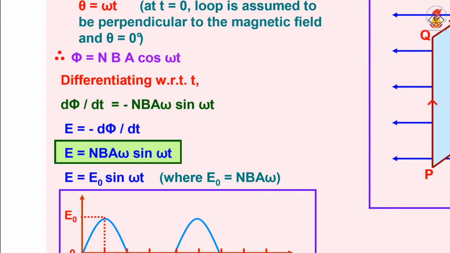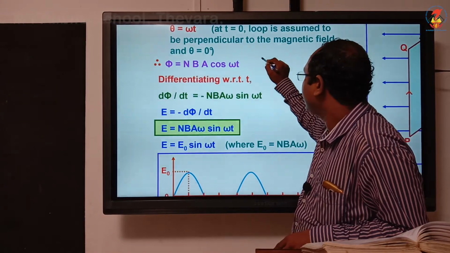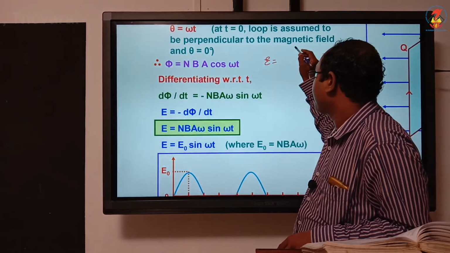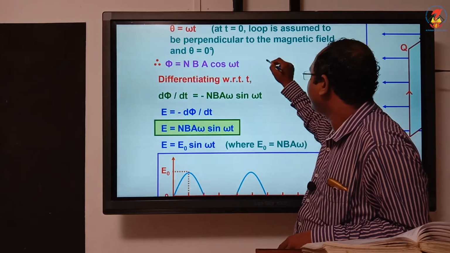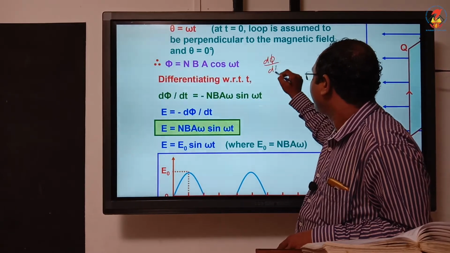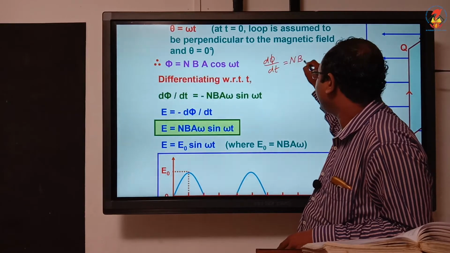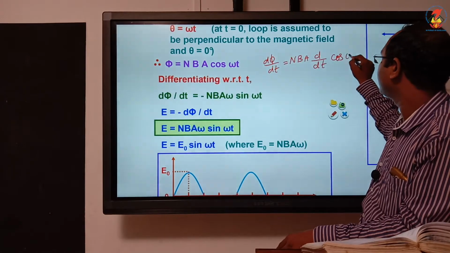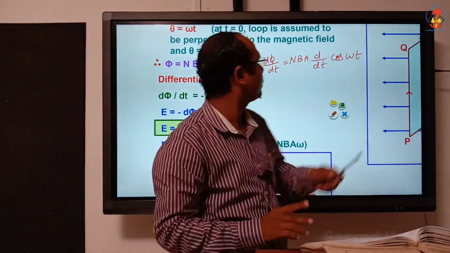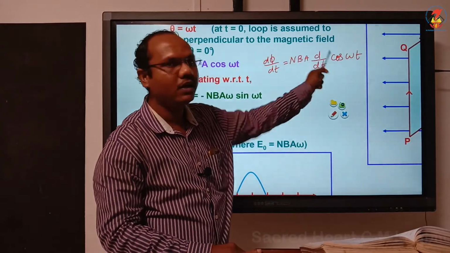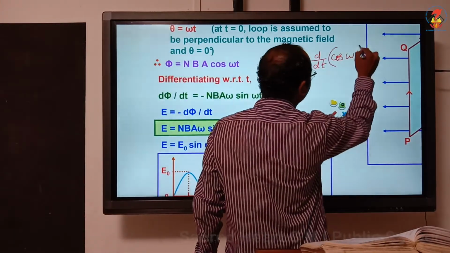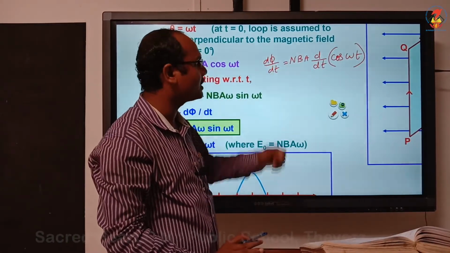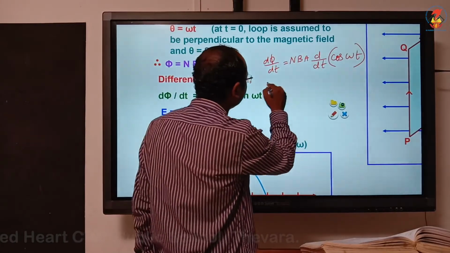So I will write it here. First I will write d phi by dt, which is NBA into d by dt of cos omega t. Here only cos omega t is varying. NBA is constant. That is why I took it outside the differential.